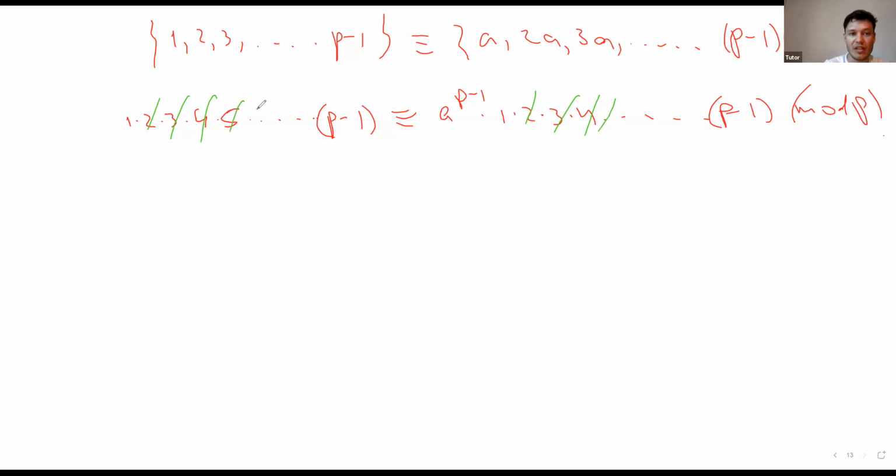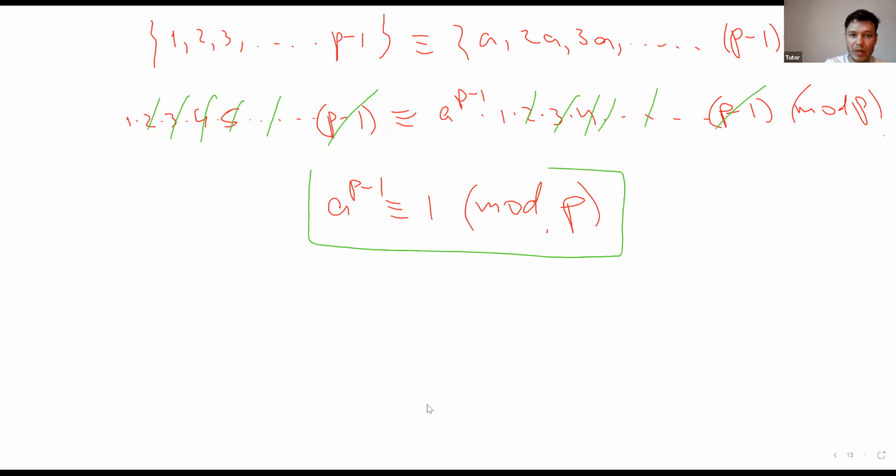5 is going to cancel with a 5 in here. All the stuff in here is going to cancel with all the stuff in here. p minus 1 is going to cancel with p minus 1. So what am I going to be left with in the end? In the end, I'm going to get that a to the power p minus 1 is going to be congruent with 1 mod p. So now this property in here, this is called Fermat's little theorem.